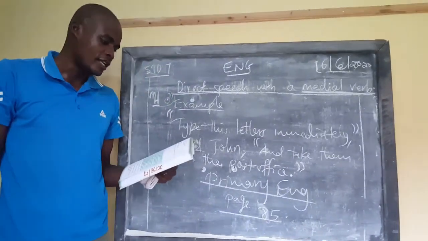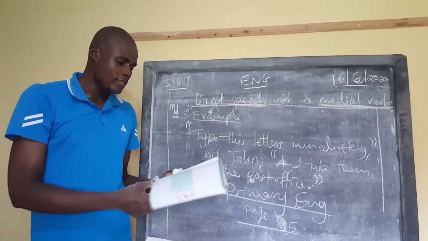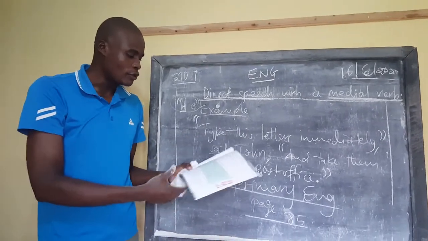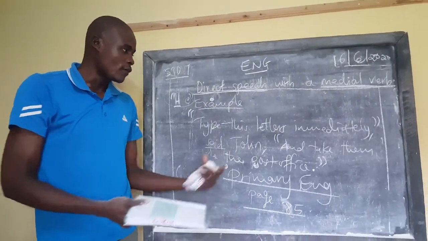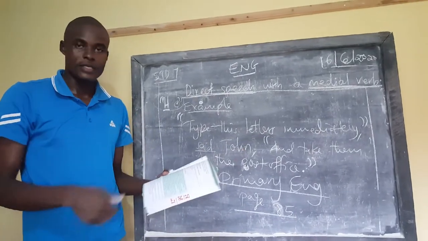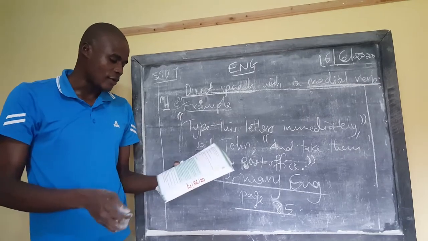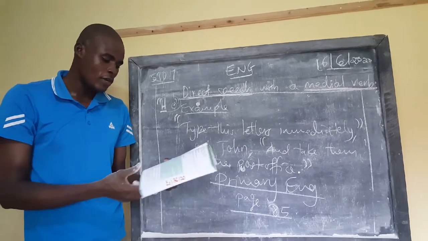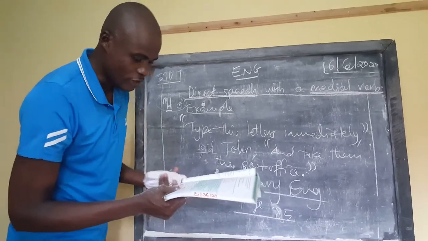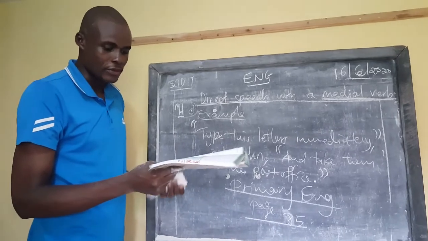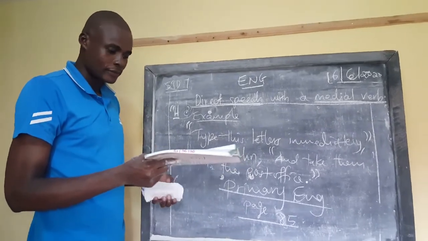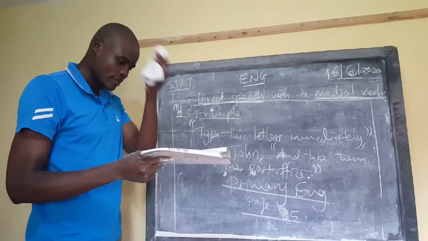Under speech marks, direct speech with the medial verbs. Please, learner, go through the explanation that is given there. If you have not understood me well, please go through it to understand it well, and then do that. We all have 4 questions there. We've been told: below are some sentences spoken by the pupils during the lesson. Put in the necessary punctuation marks.